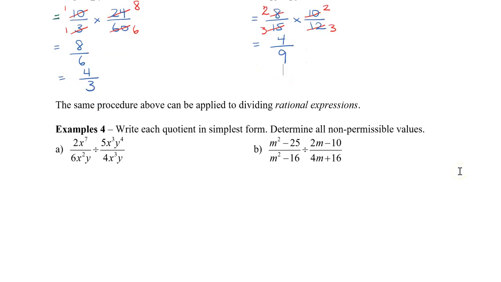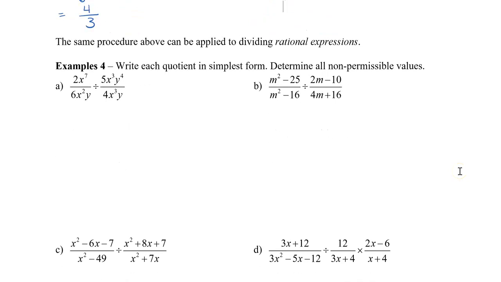So let's take a look at a couple down here. I'm going to take a look at B. Since we already did a monomial multiplication, let's take a look at a binomial division. So remember the first step, we are going to rewrite the expression, change it to the multiplication of the reciprocal.